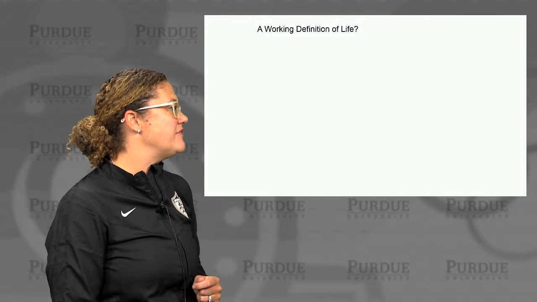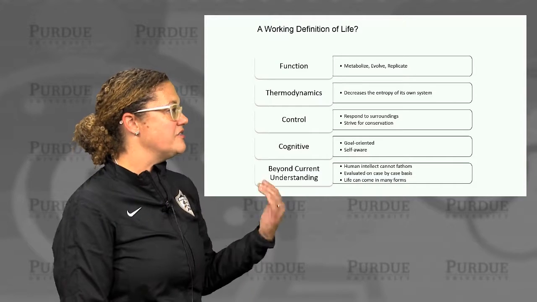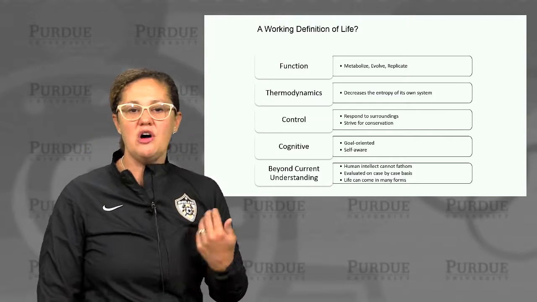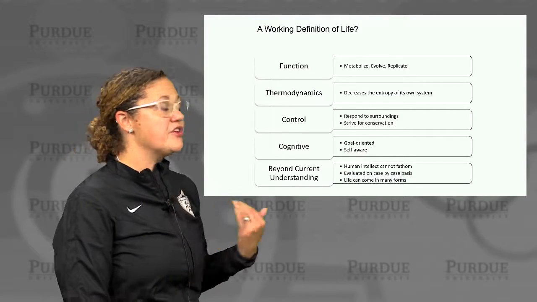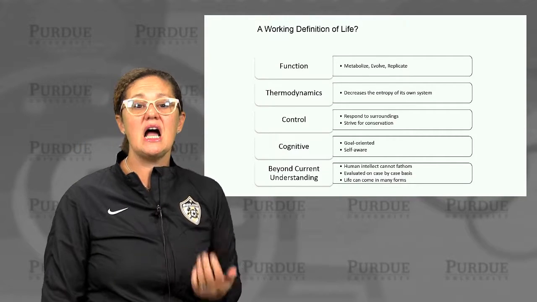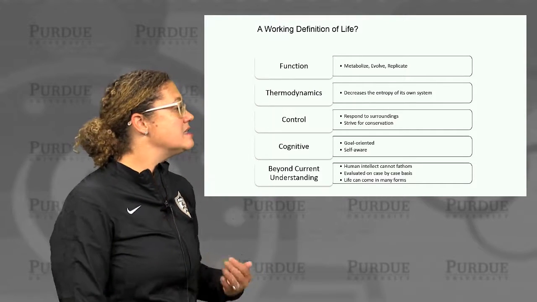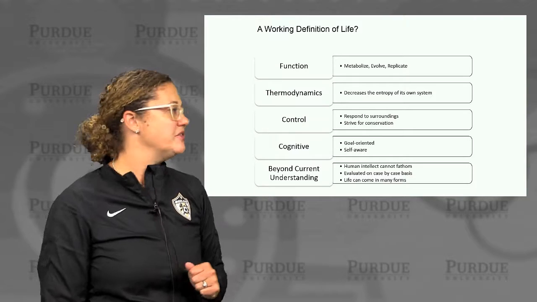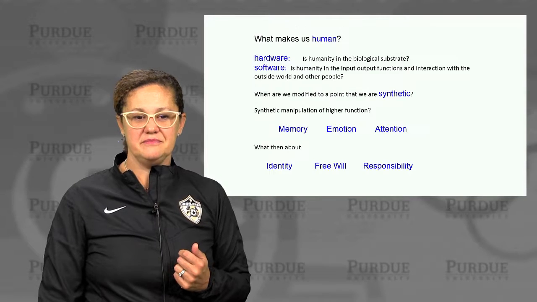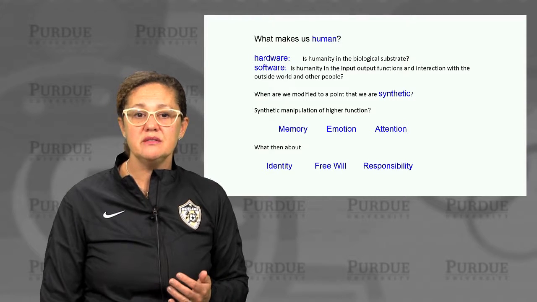to develop a working definition of life. And there are many different ways to do this. You can do this based on function. You may say that living organisms simply must metabolize, evolve, and replicate. You could look at it from a thermodynamics point of view, or a control systems point of view. For higher organisms, a cognitive point of view, being goal-oriented or self-aware. And some people will argue that a working definition of life even has components that are beyond our current capability of understanding. So this brings up many questions about what makes us human.